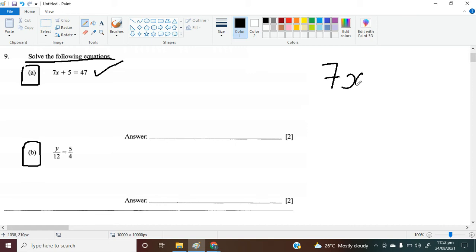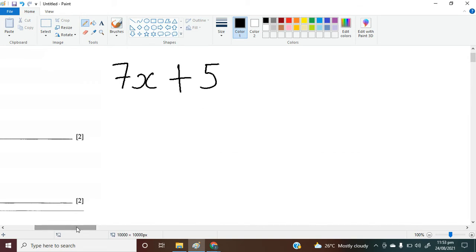7x. Now, when we see 7 and x together like this, what they really mean is 7 multiplied by x. So the 7 and the x adjacent to each other means that they are implying multiplication. So they're saying 7 multiplied by x plus 5 equals 47.